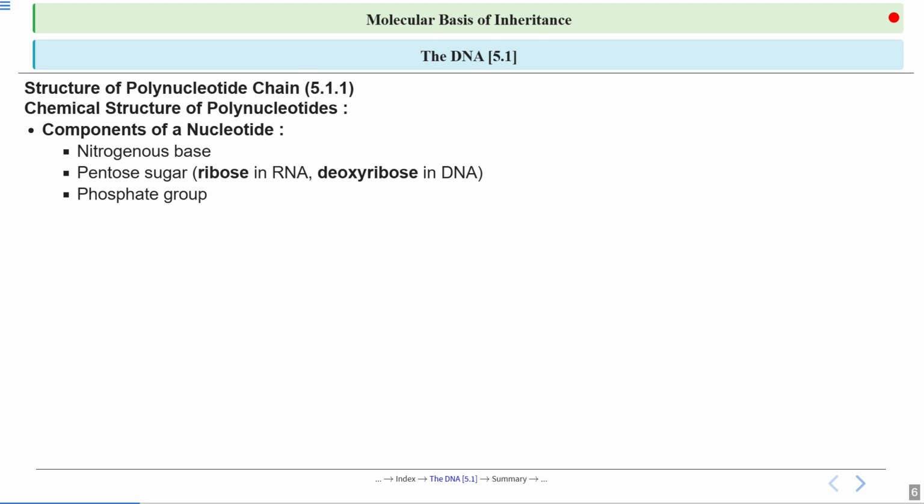A nucleotide is a molecule that serves as a basic building block of nucleic acid. Now, this nucleotide is composed of three components. First is the nitrogenous base, second is the pentose sugar. In case of RNA, it is ribose, and in case of DNA, it is deoxyribose. And then there is a phosphate group. We will talk about each component in detail in upcoming slides. Here, you just need to remember the components of a nucleotide and what a nucleotide actually is: the basic building block of any nucleic acid.